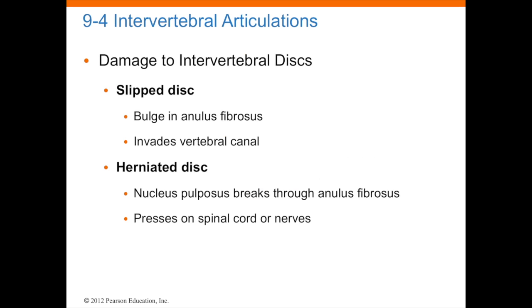A slipped disc is an injury when you bulge the annulus fibrosus and it invades the vertebral canal. Basically, the disc is pinched, squished, and you could possibly leak fluid, which is very painful. Number 2, a herniated disc is when the actual nucleus breaks through the fibrous layer and is pressing on a spinal cord or nerve. Now this is causing sciatic pain, like an electrical shock or a knife stabbing injury.